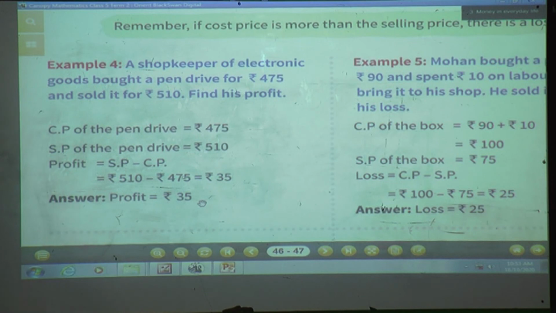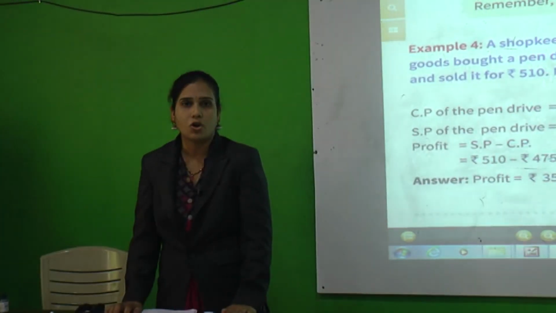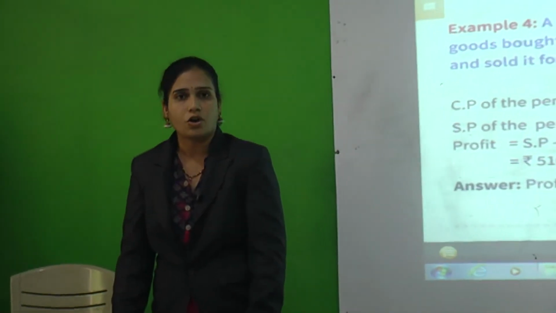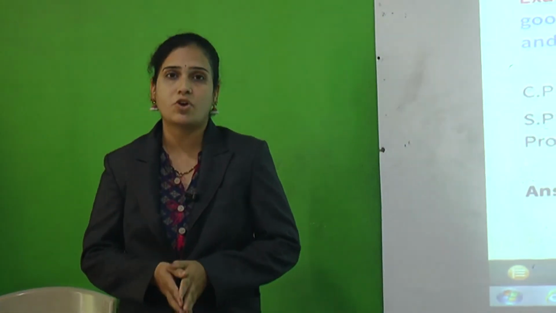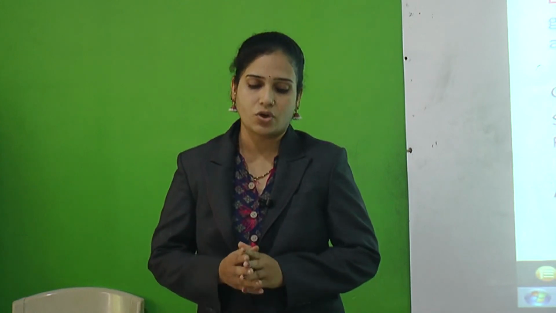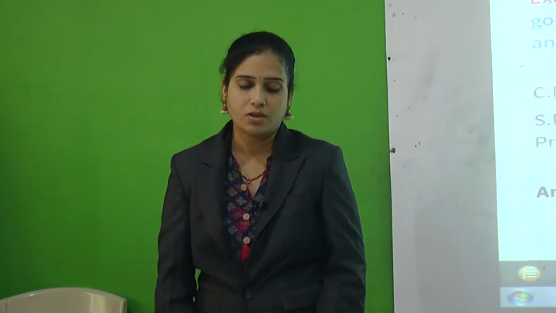Now students, we have just seen what profit and loss are. So students, all of you understood what is meant by profit and loss? Yes. The price at which something is bought is called cost price, and the price at which it is sold is called selling price. The gain in money is called profit, and money lost in selling is called loss.